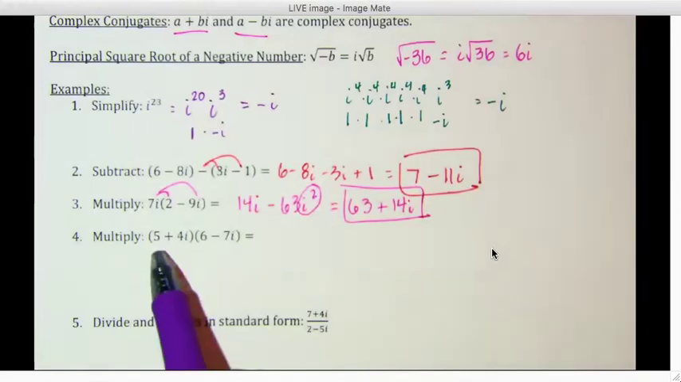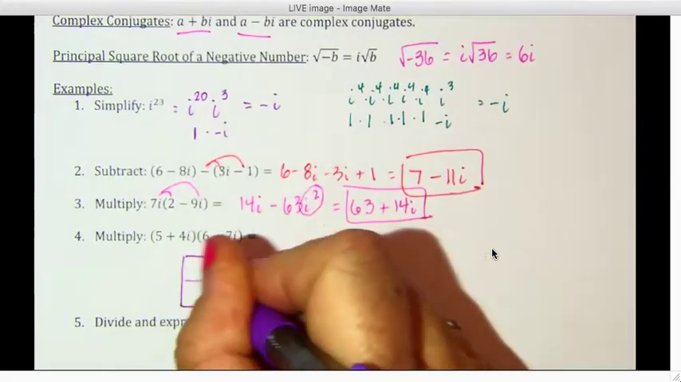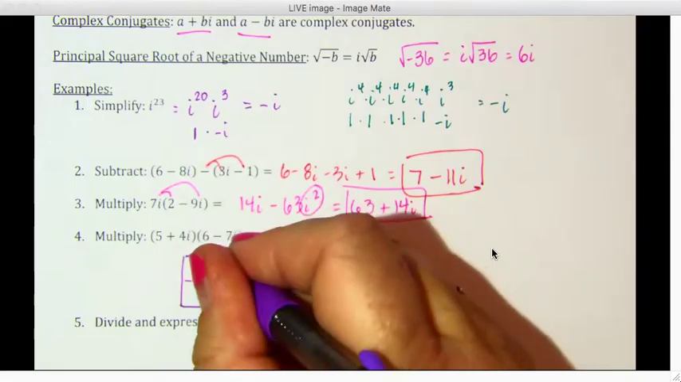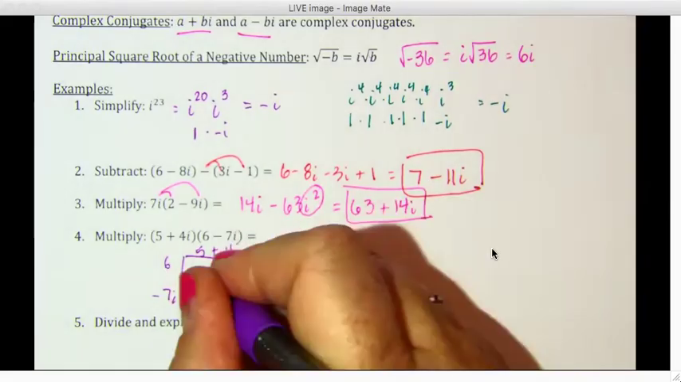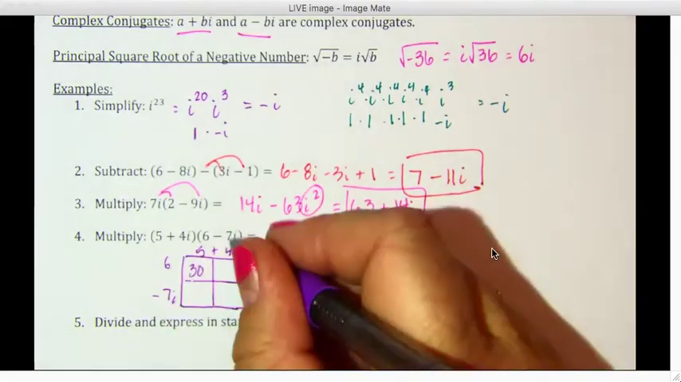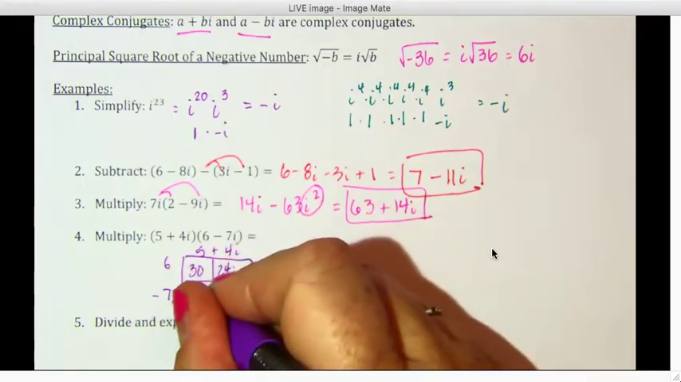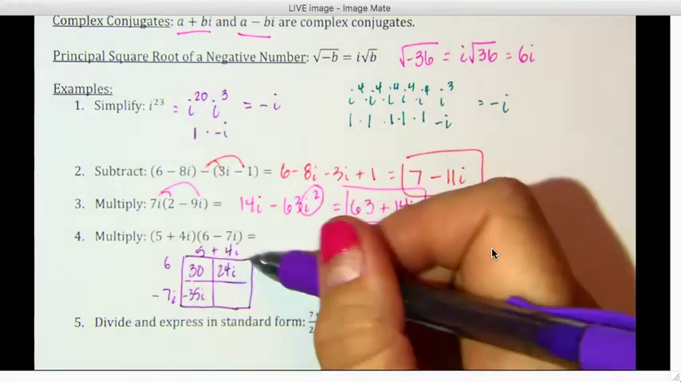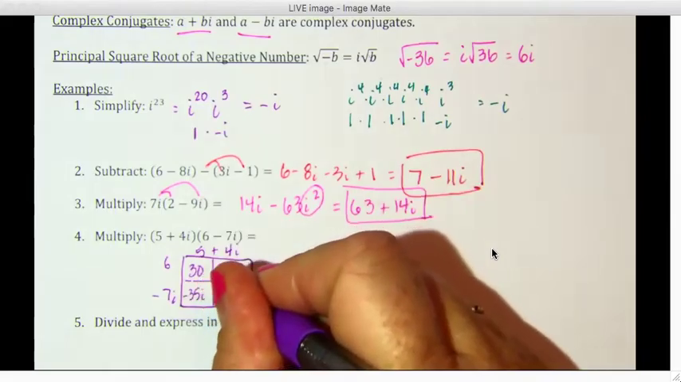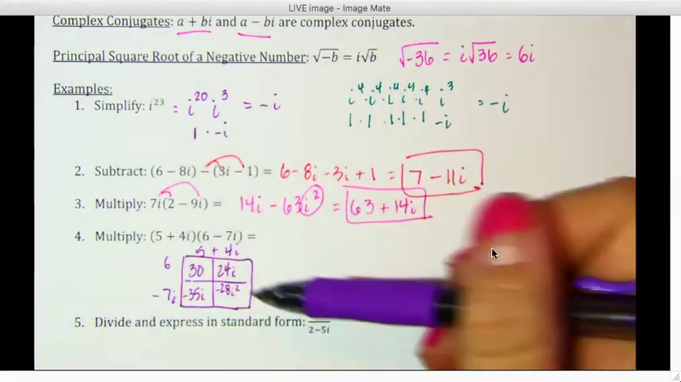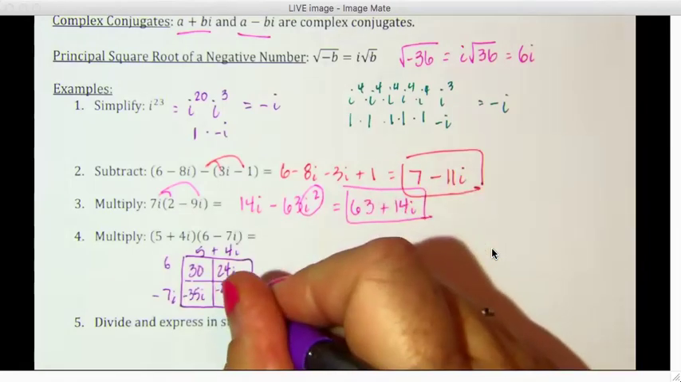In the next one, we have two terms here. And so I can either use FOIL or I can use the box method that I've used before. And I have 5 plus 4i and 6 minus 7i. 6 times 5 is 30. 6 times 4i is 24i. 5 times negative 7 is negative 35i. And then positive 4i times negative 7i is going to be negative 28i squared. But again, remember i squared is equal to negative 1, so negative 1 times negative 28 is positive 28.